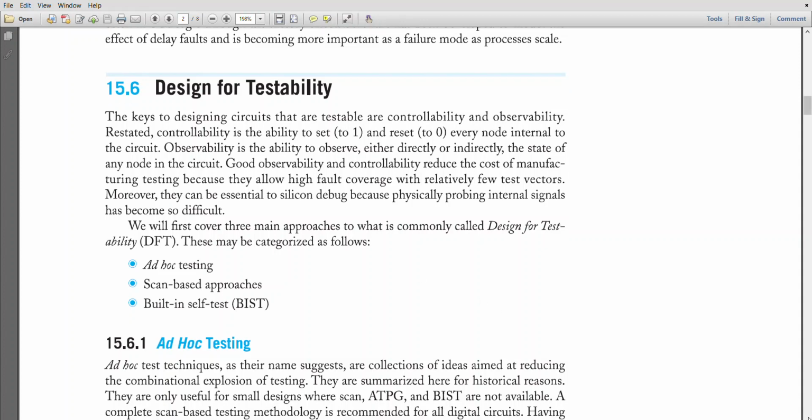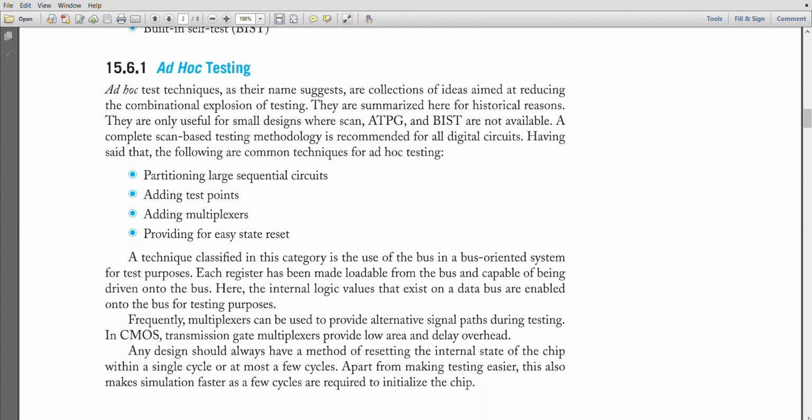So there are three categories of testing under design for testability. First is ad hoc testing. Ad hoc test techniques, as the name suggests, are a collection of ideas aimed at reducing the combinational explosion of testing. They are summarized here for historical reasons. They are only useful for small designs where scan, ATPG and BIST are not available. So if scan design is not there, automatic test pattern generation is not there, BIST is not there, then ad hoc testing can be useful. What the scan-based test technique is and what BIST is, we will see later.